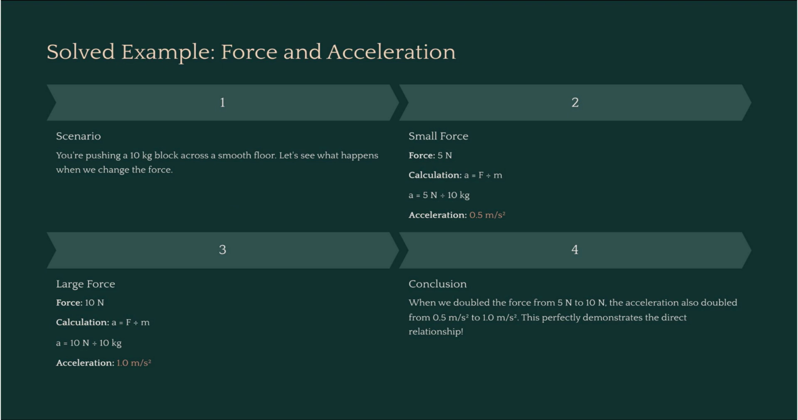Here's a simple calculation to show that direct relationship. If you push a 10-kilogram block with a force of 5 newtons, it accelerates at 0.5 meters per second squared. Now, if you double your effort and push with 10 newtons of force, the acceleration doubles to 1.0 meters per second squared. Keep the mass constant, and acceleration follows force directly.